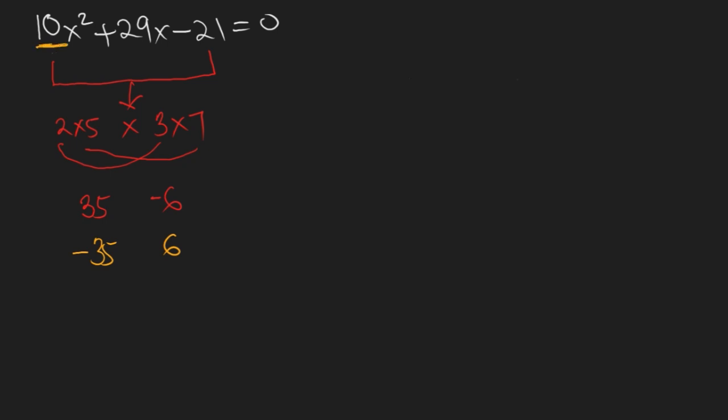We divide by the coefficient of the x squared. So I divide here by 10, I divide here by 10. And then I simplify. So this will simplify to give me minus 7 over 2. And then this also simplifies to give me 3 over 5. So it means that my x is equal to minus 7 over 2 and then 3 over 5. Let me know if you had it correct.